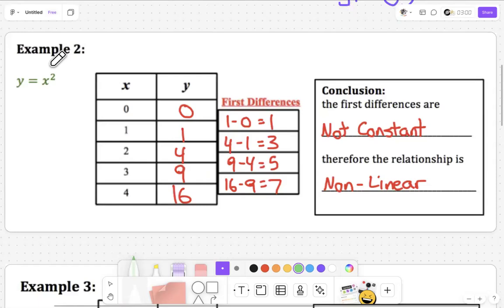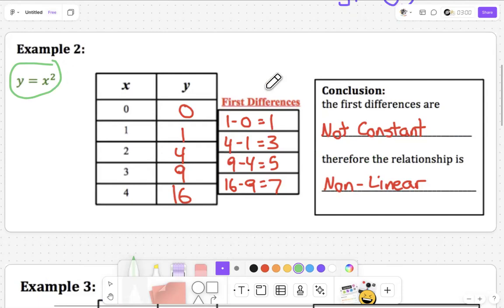So for this particular equation, y is equal to x squared. Well, a hint is, first of all, it's not in the form y is equal to mx plus b. And you'll notice I've already plugged in all the values of the table of values. 0 squared is 0, 1 squared is 1, 2 squared is 4, 3 squared is 9, 4 squared is 16.